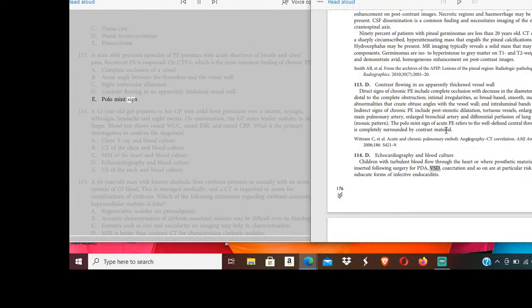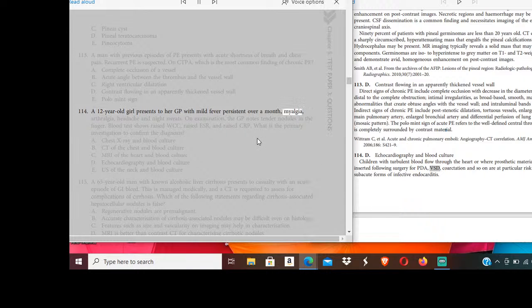114. A 12-year-old girl presents to her GP with mild fever persistent over a month, myalgia, arthralgia, headache, and night sweats. On examination, the GP notes tender nodules in the finger. Blood test shows raised WCC, raised ESR, and raised CRP. What is the primary investigation to confirm the diagnosis?